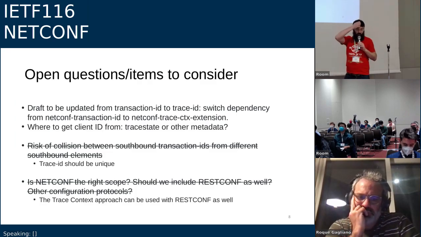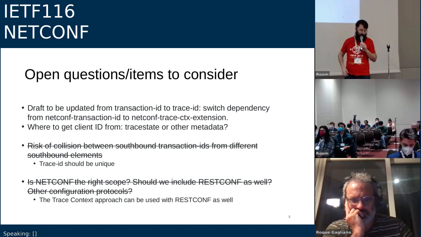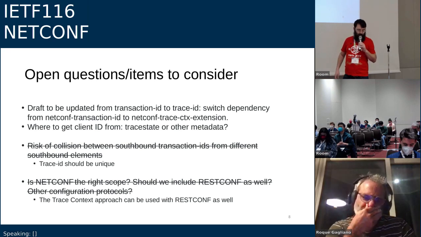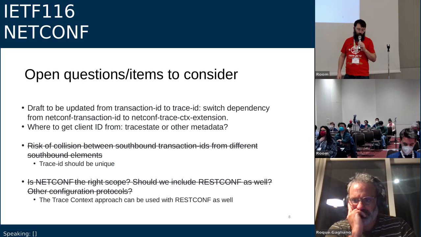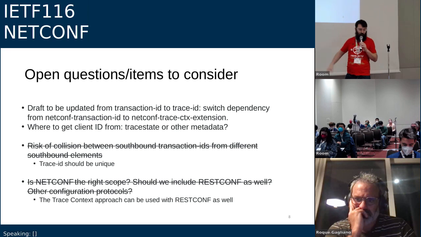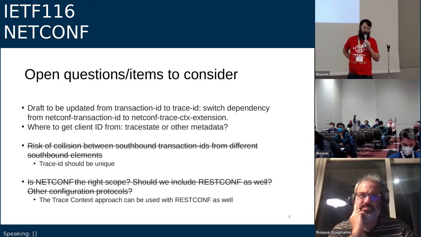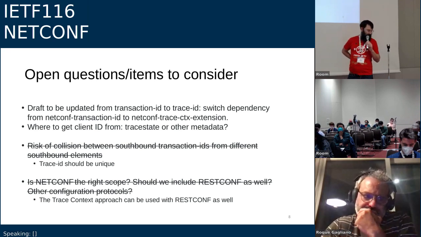So on the open questions, getting the trace ID simplifies some questions, the ones that are stricken down. The trace ID should be unique, so no more collision risk. And for the protocol, the trace context supports RESTconf, so that's already covered. I think it makes sense for me to switch to the trace ID. So I'm working on the next version of the draft, which will be much simpler with the trace ID. And the next remaining open question is, how do we pass the client ID? It's not really how to get the client ID, but how to pass it. So this is the next open question for me.